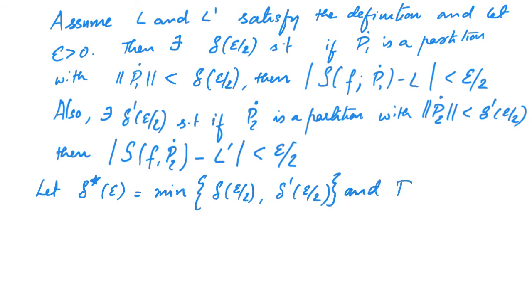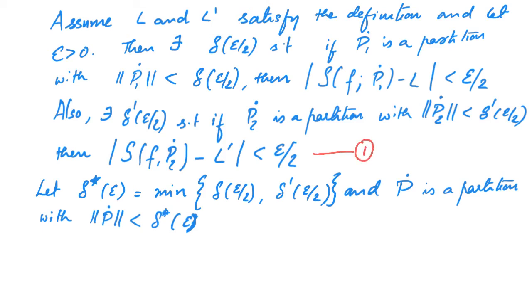And P dot is a partition with norm of P dot less than delta star of epsilon. So for this particular P dot, the P dot will satisfy both these inequalities. That is, mod of S of f comma P dot minus L is less than epsilon by 2. Similarly, mod of S of f comma P dot minus L dash is also less than epsilon by 2.